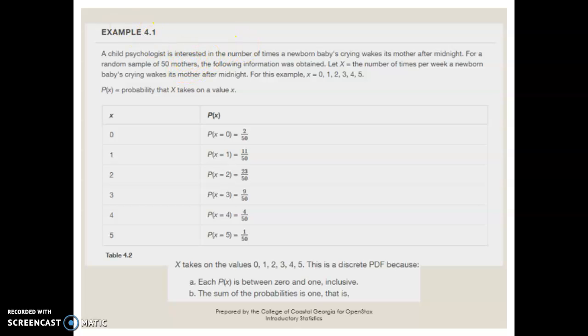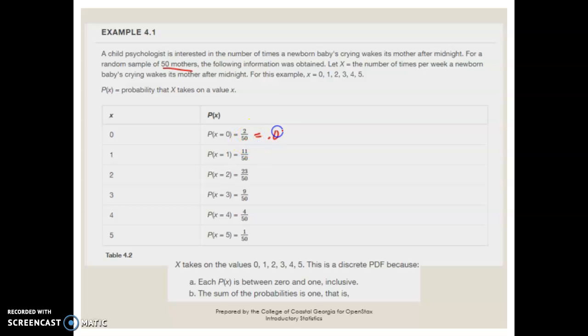The next example we've got: a child psychologist is interested in the number of times a newborn baby's crying wakes its mother after midnight. For a random sample of 50 mothers, the following information was obtained. Let X equal the number of times per week a newborn baby's crying wakes its mother after midnight, and the values of that, little x, equal 0, 1, 2, 3, 4, 5. All right, again, it's 50. So if we want a percent, you just multiply the top and the bottom by 2.